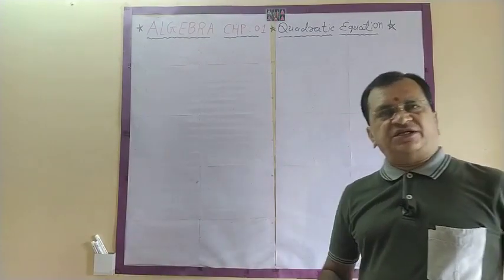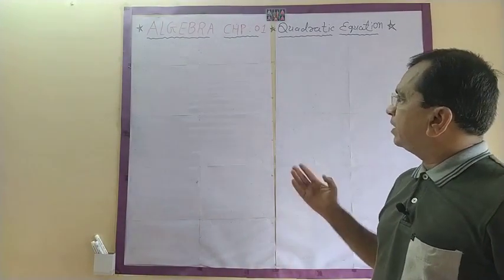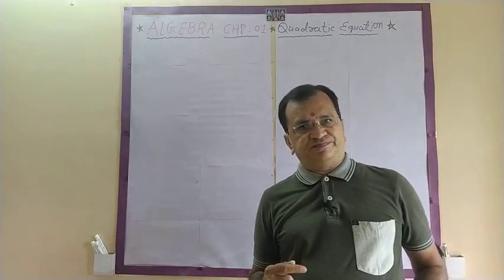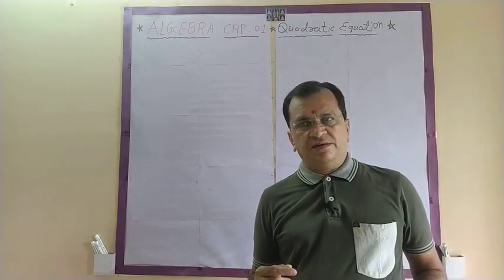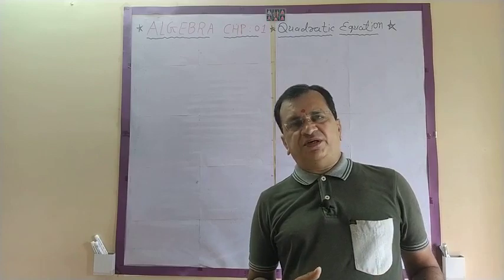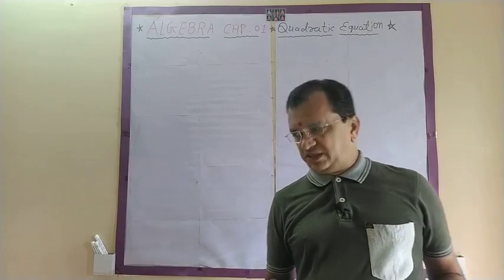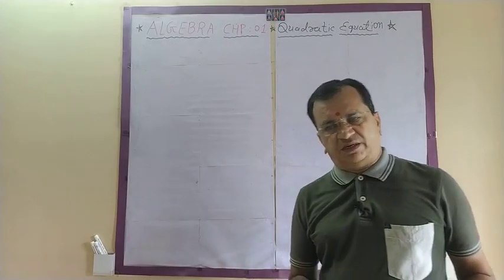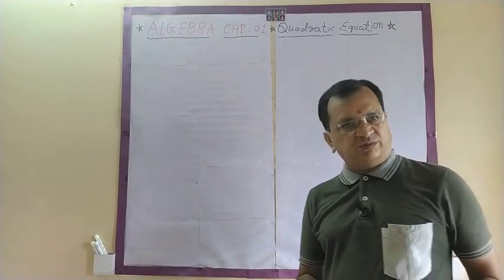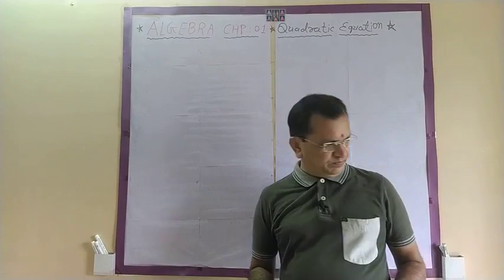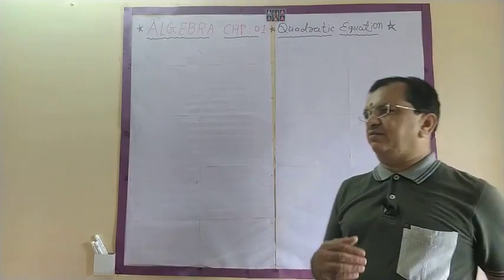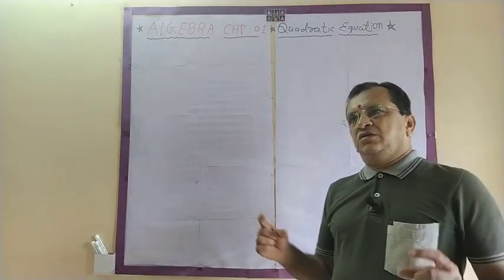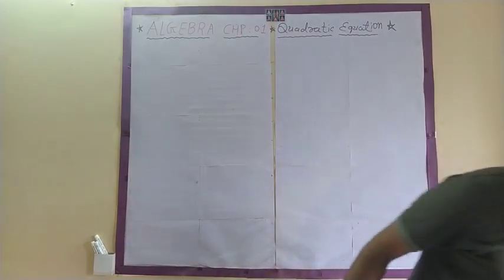In algebra, second chapter, we will start quadratic equation. In first chapter it was a simultaneous equation, so there are two types of variable in the same equation, AB or XY or MN or PQ, but this is a quadratic equation. What is the standard form of quadratic equation?